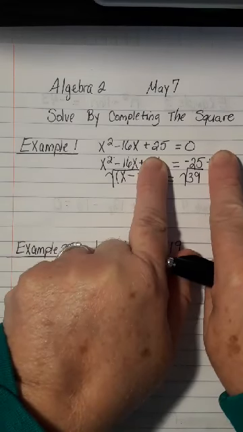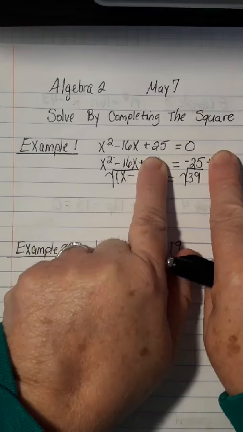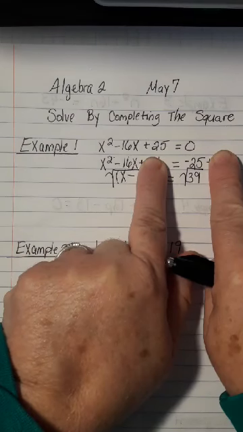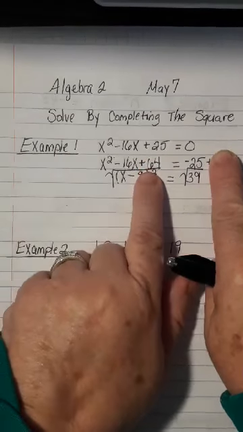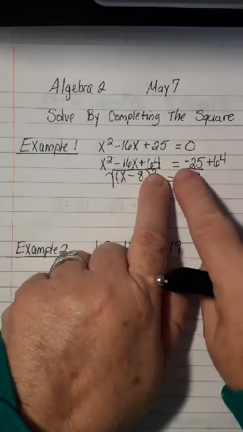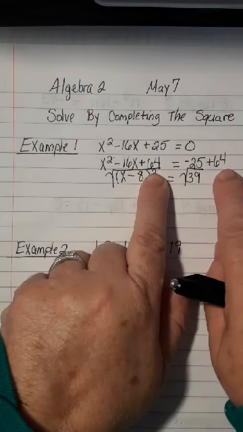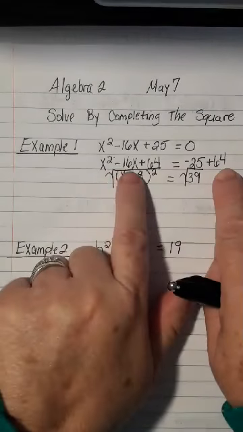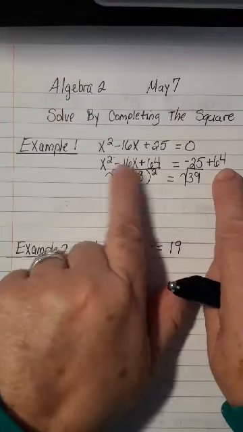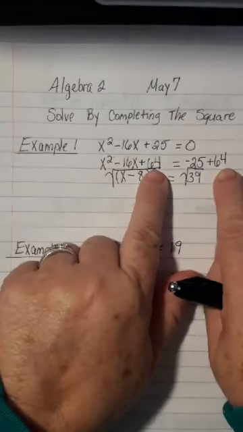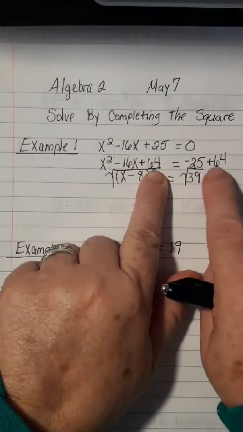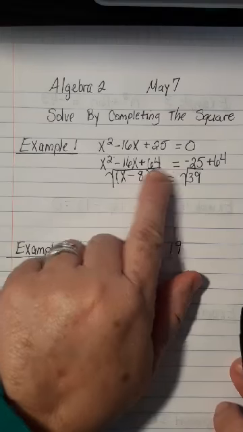Then we have to do the process of what we did that was so easy on Tuesday. We have to complete the square. So you take half of 16, which is 8, and square that, and that's where the 64 comes from. And so now, since we have an equation, we've got to add 64 to the right side. So x squared minus 16x plus 64 is my perfect square trinomial. And then we have to simplify negative 25 plus 64, which is 39.